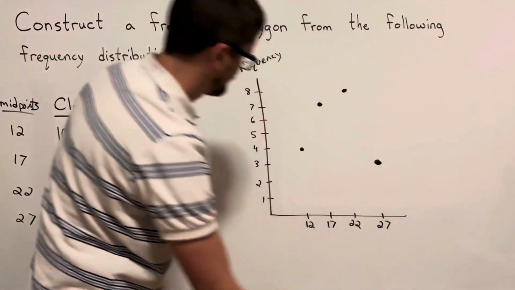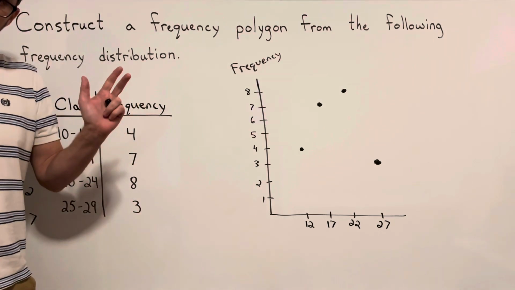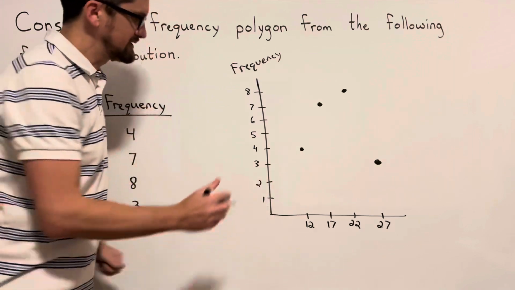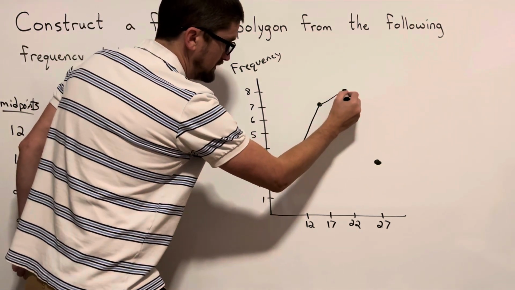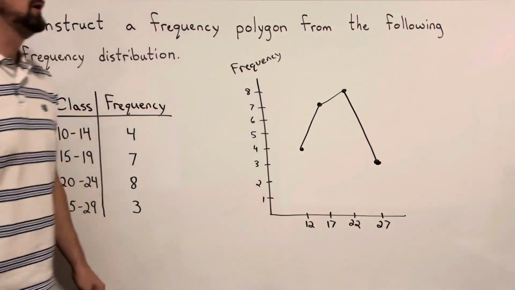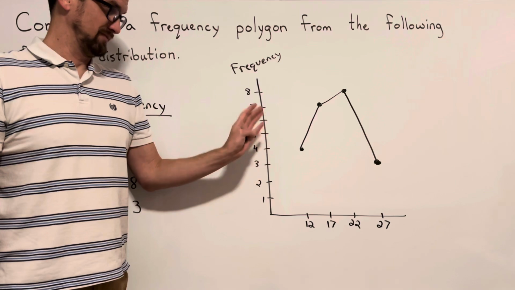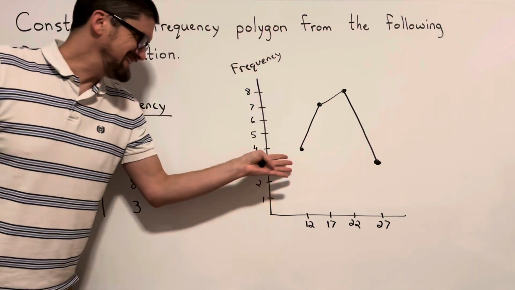Yeah, just do the best you can. Now what you're going to do is connect them with lines from left to right. So we're going to go here, and then up here, and then here. So it's basically a line graph version of the histogram. But we're not done yet.